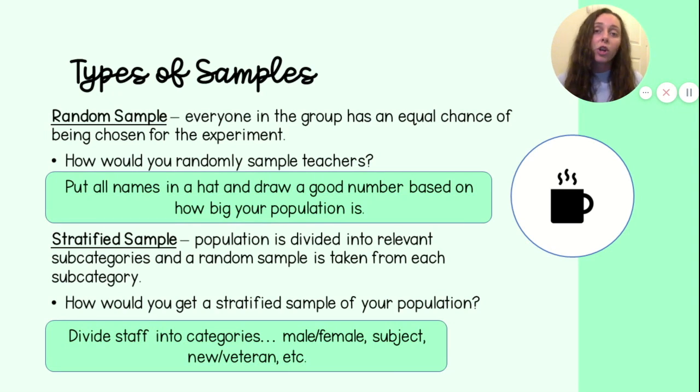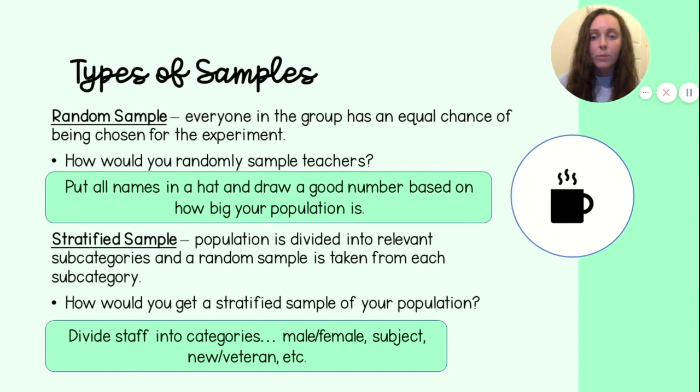If you have to do an FRQ over research, which, hint, hint, you will because AP Psychology has made that decision, this is always a really good example that you can use in your FRQ of how to get a random sample. Now, there's another type of sample.